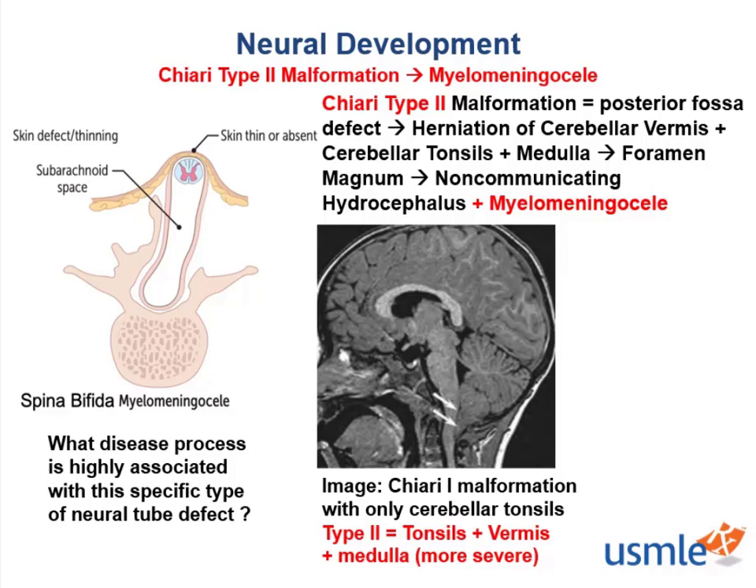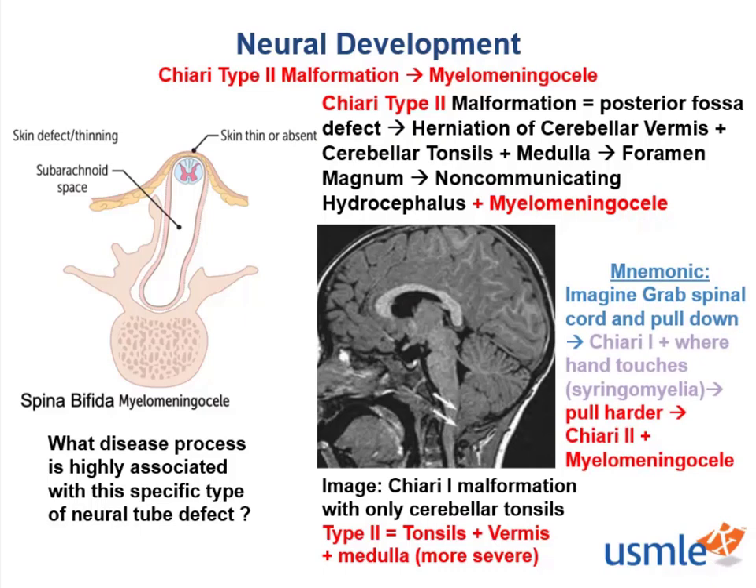One way that I always like to keep the Chiari malformations straight in my mind is by using this mnemonic. Imagine grabbing the spinal cord and pulling down. By pulling down, you would first herniate the cerebellar tonsils, which is seen in Chiari type 1 malformations. And by touching the spinal cord to pull down, this reminds me that Chiari type 1 malformations are associated with syringomyelia, which is a syrinx or cyst in the spinal cord that is seen classically with Chiari type 1 malformations.